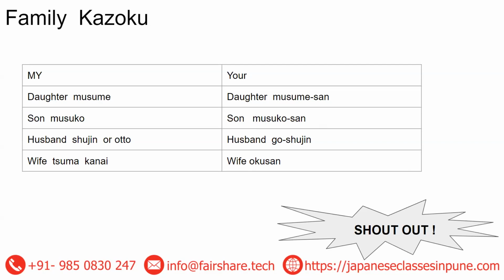My husband is Shujin or Otto. Someone else's husband is Go Shujin. My wife is Tsuma, or Kanai. Someone else's wife is Oksan and not Okusan. The same, remember a similar word we did in our last session, which was Gakusei. It's written as Gakusei, which means a student. It's pronounced as Gakusei. Similarly, not Okusan, but Oksan.